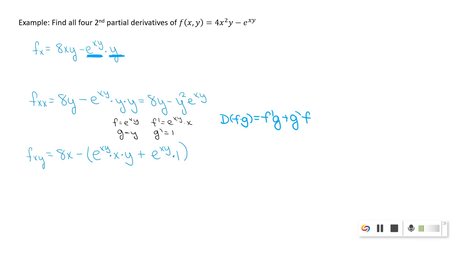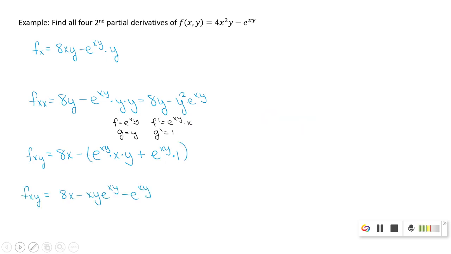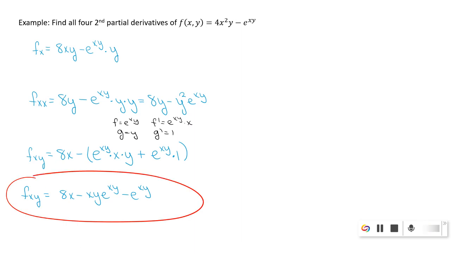So plugging those things into my product rule, and then I'm also going to keep track of the fact that this term was negative. So I'm going to put my product rule in parentheses so I don't lose track of that negative there. All right, so f prime times g, so e to the xy times x times y, plus g prime times f, so 1 times e to the xy. And then I'm going to go ahead and just distribute that negative sign. And so there's my final answer, 8x minus xy e to the xy minus e to the xy.